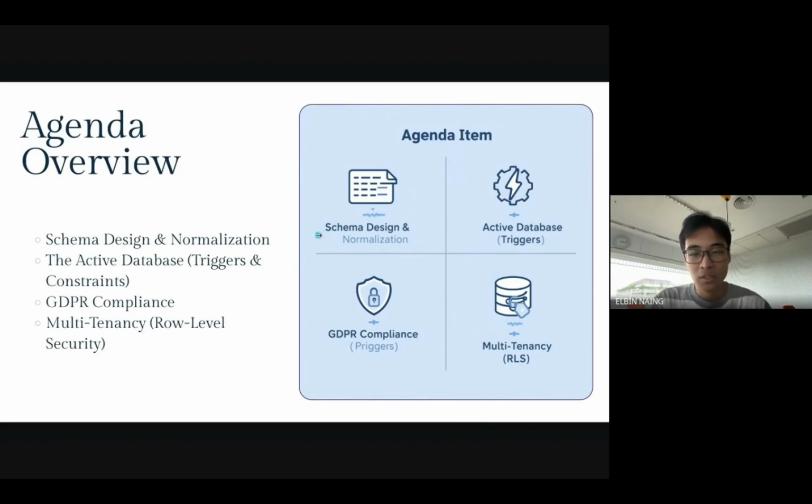Our presentation consists of five main parts. First, we will introduce the overall system design, schema, and normalization. Next, we will demonstrate how we build an active database using triggers and constraints. Then we will explain how our system supports General Data Protection Regulation (GDPR) compliance. After that, we will discuss multi-tenancy using PostgreSQL row-level security. And finally, we'll conclude our presentation with a live demonstration.